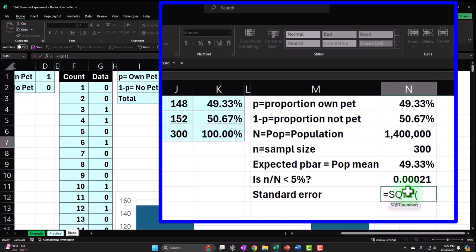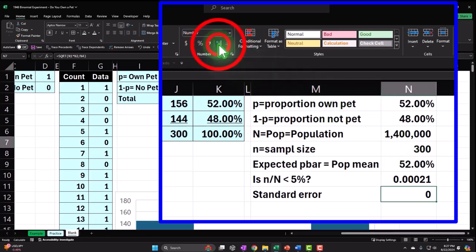So that's gonna be the square root of P, which is this one, times one minus P. I don't need to recalculate one minus P because I already calculated it here. Then all of that divided by n, which is this. I don't need to put brackets around it because it does this first, since it's multiplication and division. Close up the brackets, that's the square root of all of that, and enter, adding some decimals so that we can see that.